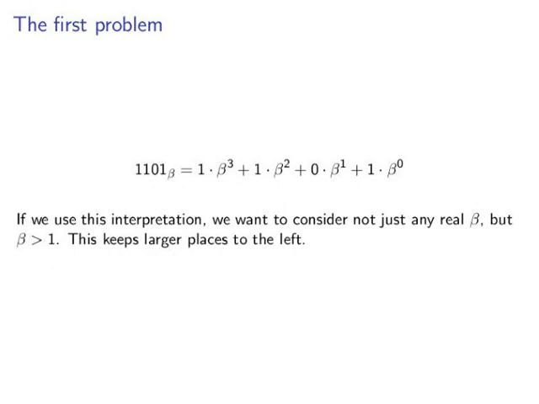Well, if we do this, then we run into our very first problem. We don't want to use just any beta. We want to use betas that are strictly larger than 1. In particular, this keeps larger places to the left and smaller places to the right.